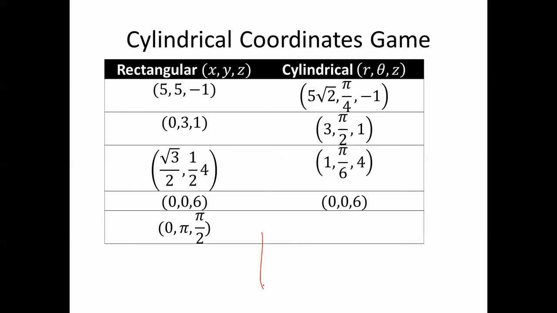And lastly, (0, pi, pi over 2). Tricky one. So x equals 0, y equals pi. Okay, it's not an angle, it's just a distance. That distance is pi. Z is pi over 2. So it looks like the r coordinate is going to be pi. That's the distance. Theta is going to be pi over 2. And z is just going to be pi over 2 as well. Okay, that's what we get: (pi, pi over 2, pi over 2).